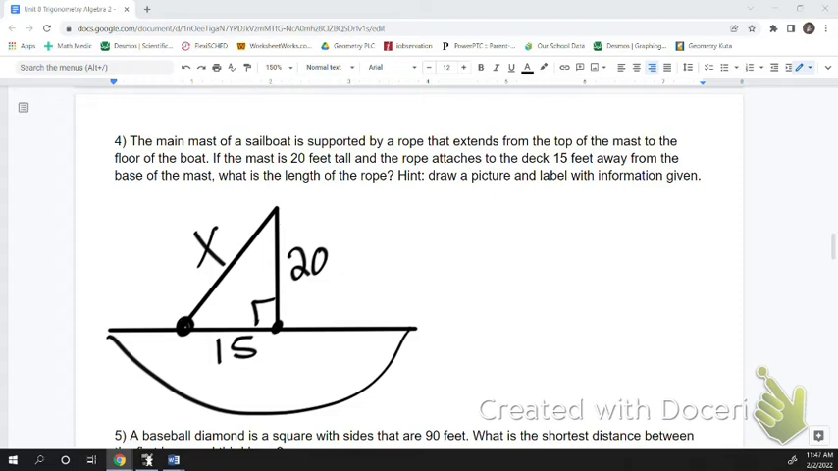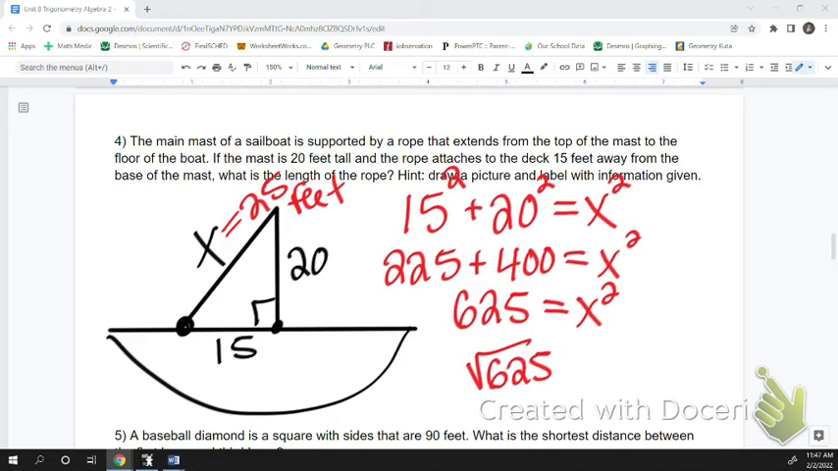Pythag theorem. Set it up and let's solve. Give it a try. Check your work. Did you all get that the rope would be 25 feet long? Any questions on the setup at all? Great. I want you to try number 5 right now.